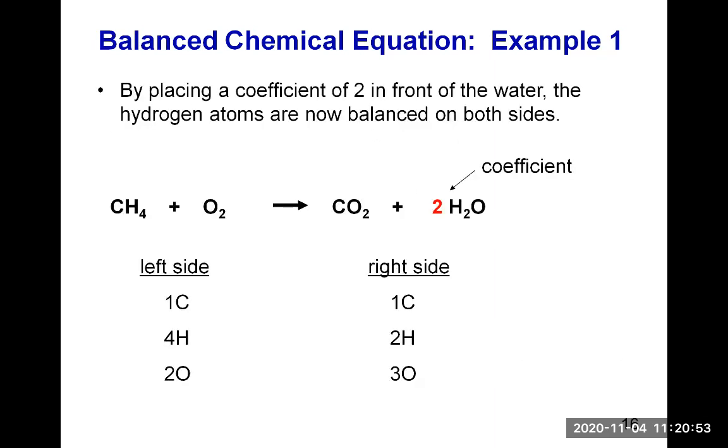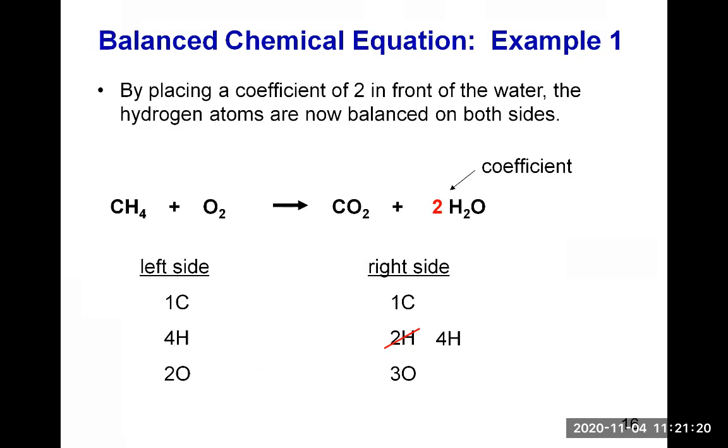So here, by placing a coefficient of 2 in front of the water, this will allow us to balance the hydrogen atoms. Because by having 2 molecules of water instead of just 1, you multiply the coefficient by the subscript of 2 for the hydrogen, and 2 times 2 is 4. So we will now have 4 hydrogens on the right side.